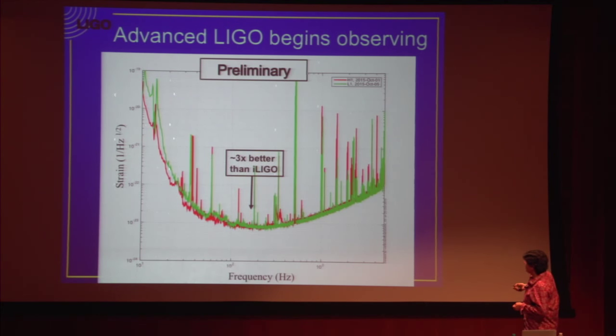Here are the two instruments for advanced LIGO, the Washington and Louisiana ones. And in the most sensitive region here, these instruments are about three times better than the previous generation of detectors. And so the plan is to have this first observing run go until the middle of January 2016, and then we close down again for further upgrades. So this is a factor of three better than the previous generation of initial LIGO, and a factor of three away from the target sensitivity.